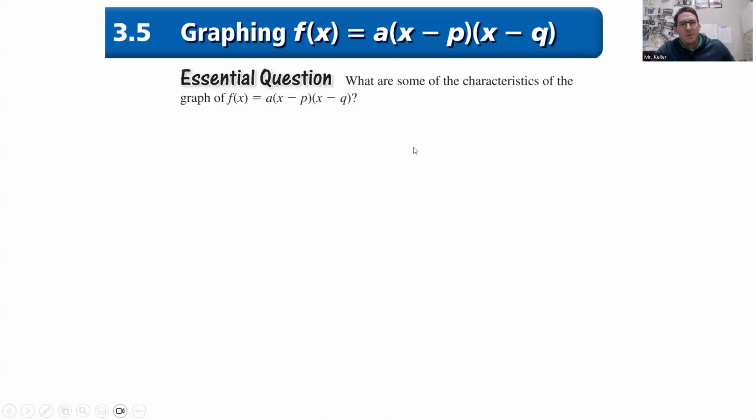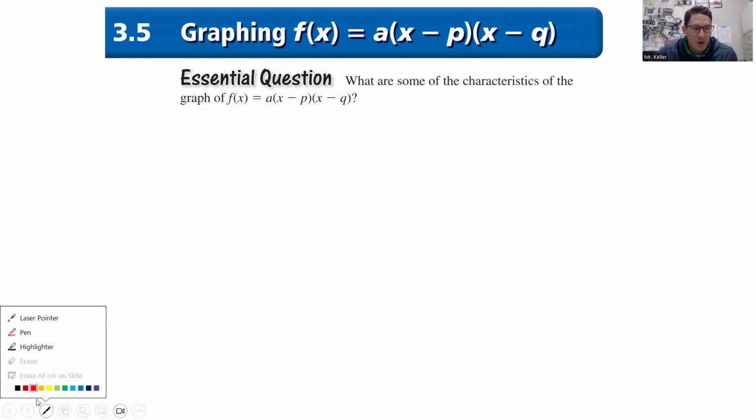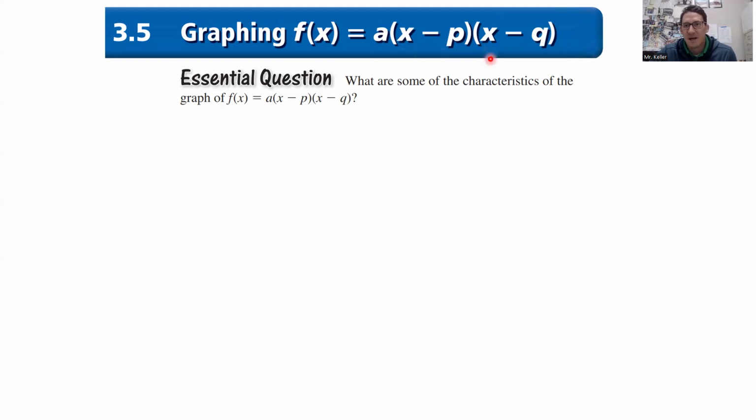All right, IM2 classes. Today, we're continuing on with our graphing of quadratic equations. We are going to be graphing what is called intercept form, where we're going to be given an equation in this form, a times x minus p times x minus q. These are going to give us the intercepts, and we're going to graph those.